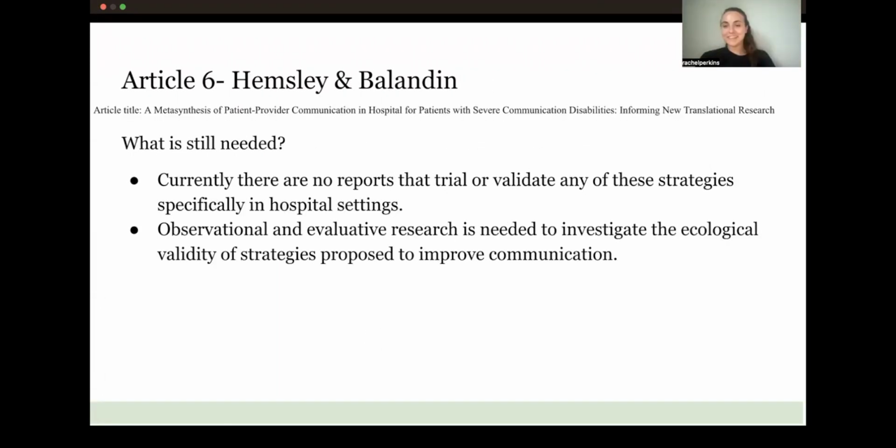In Article 6, the one that gave different strategies to help improve communication, unfortunately, there's no reports or trials to validate any of these strategies in the hospital settings. So definitely research is needed to investigate the validity of these strategies that are proposed to improve communication.